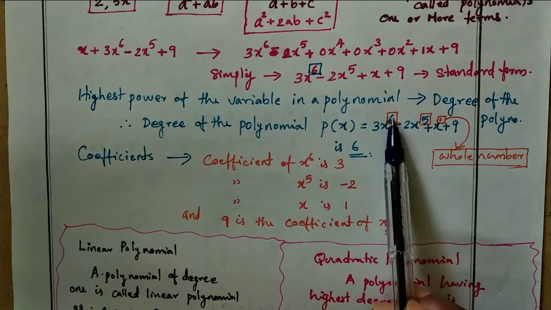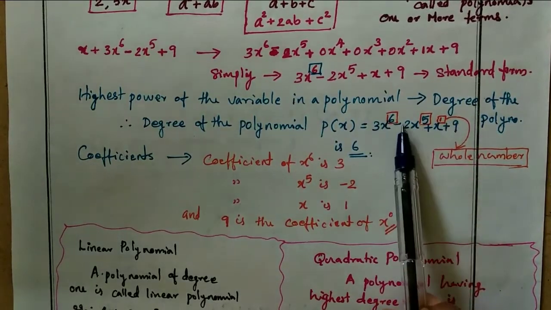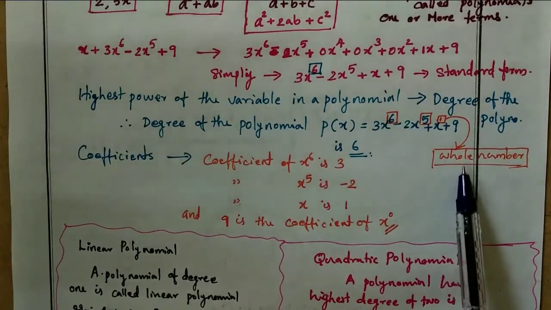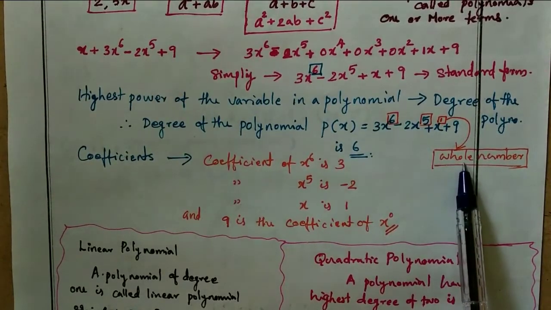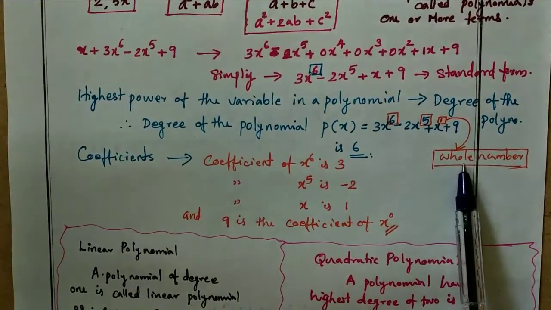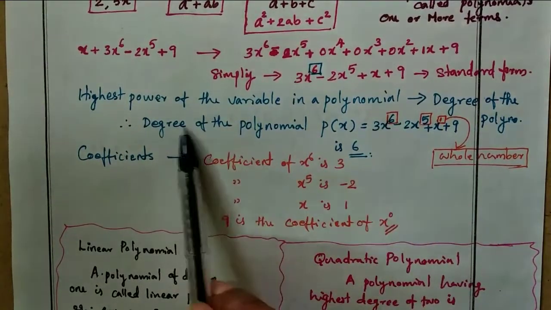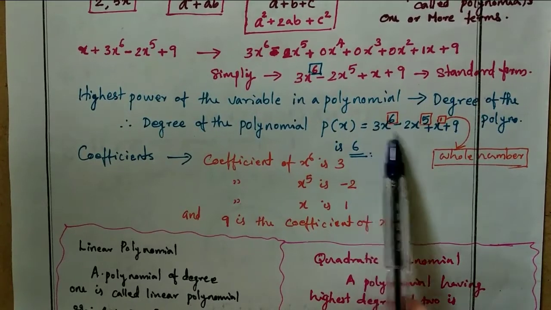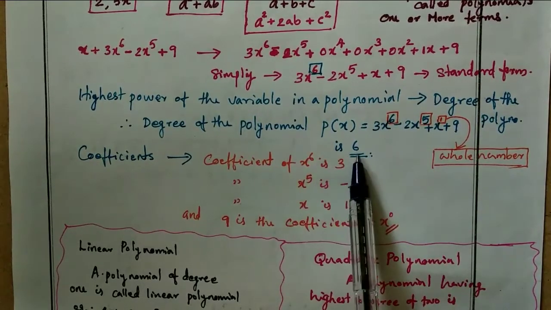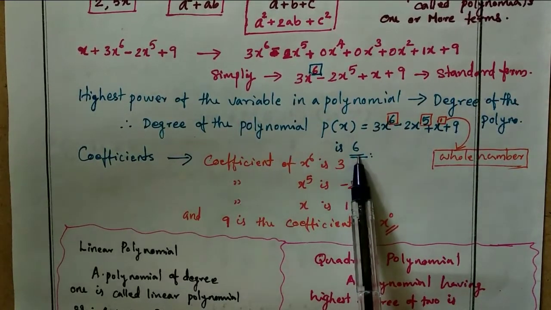Every time, the powers of the variable are whole numbers, not negative numbers, not rational numbers. Every time it is a whole number. So this is called the degree of the polynomial. The highest power of the polynomial is called the degree of the polynomial.